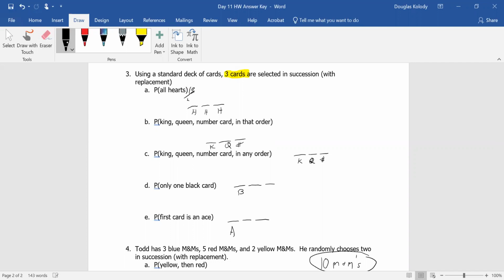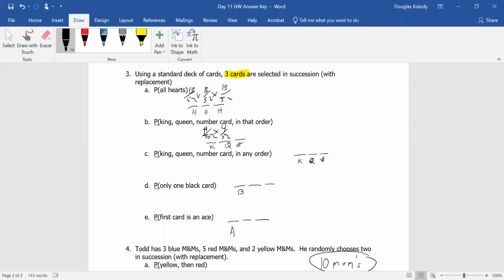13 hearts out of 52 times another 13 hearts out of 52 times another 13 hearts out of 52. King, queen, number card in that order. Without going to each one, there are 4 kings out of 52 times 4 queens out of 52 times a number card. I will go to the other sheet for this one.